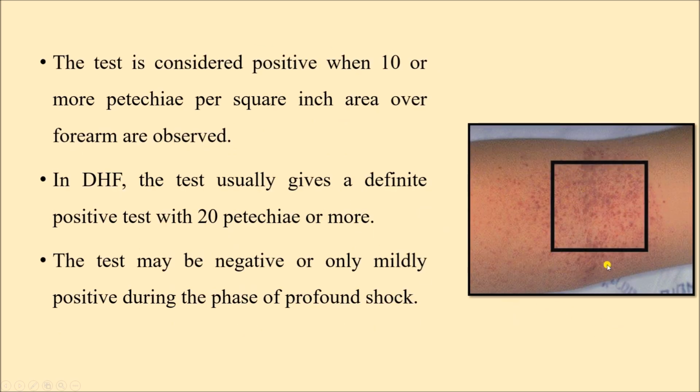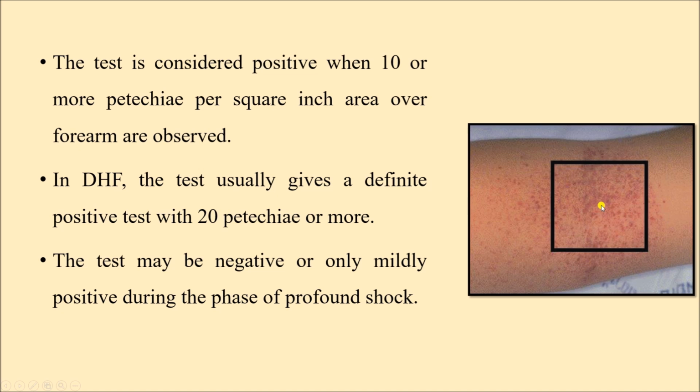Alright, so this is what the petechial spots look like. As you can see on the right hand side, these dotted things are the petechial spots, and this is the elbow, the front of the elbow, that is the antecubital fossa. Whenever we have 10 or more than 10 petechial spots in 1 square inch area, it is said that the test is positive. In dengue hemorrhagic fever, that means when there are already hemorrhagic manifestations occurring, we can have 20 or more than 20 petechial spots.